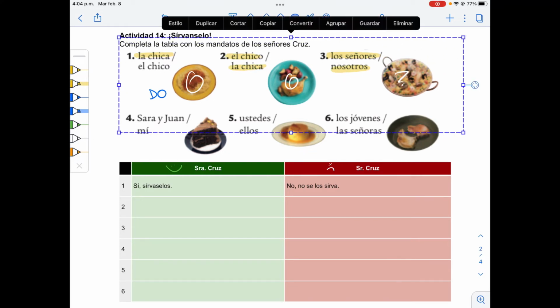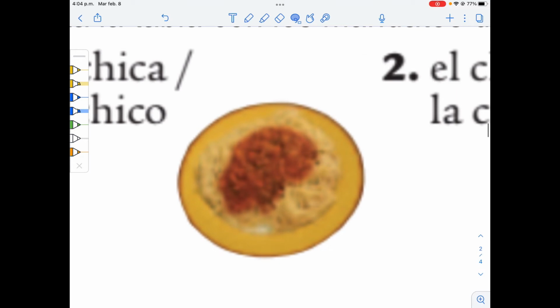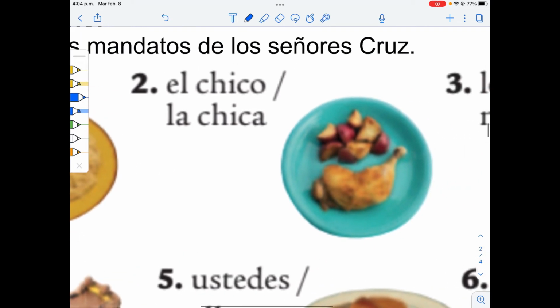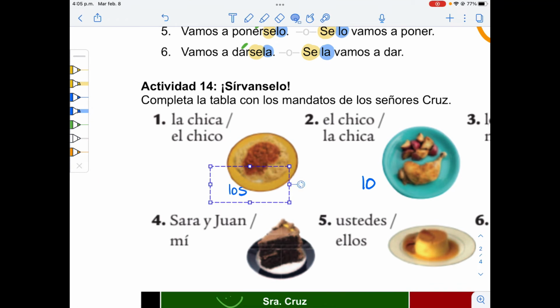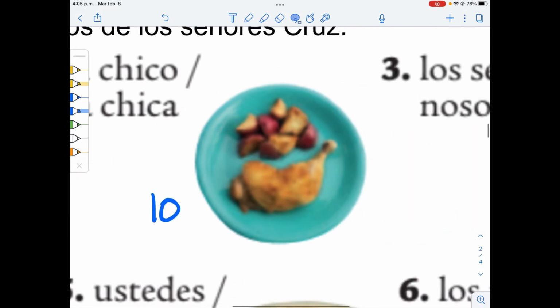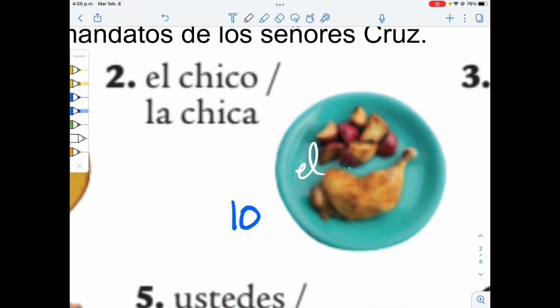Alrighty, here we go. So first, this beautiful pixelated dish right here is spaghetti. So that's los espaguetis. Los espaguetis is going to give us a los. Número dos, tenemos, actually I couldn't figure out what this is. This is el plato, I guess. So that gives us a lo. Here. Redo. We have los espaguetis, giving us los for a direct object. Here we've got el plato, giving us lo for a direct object.